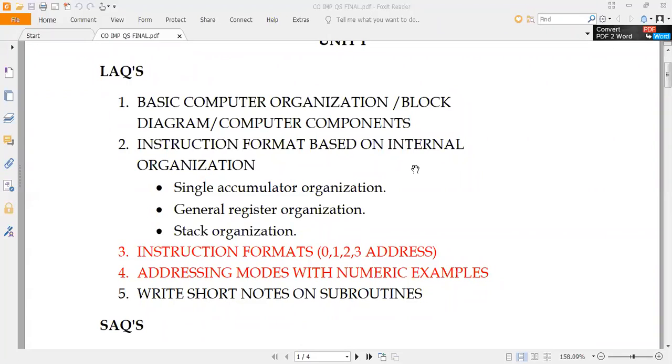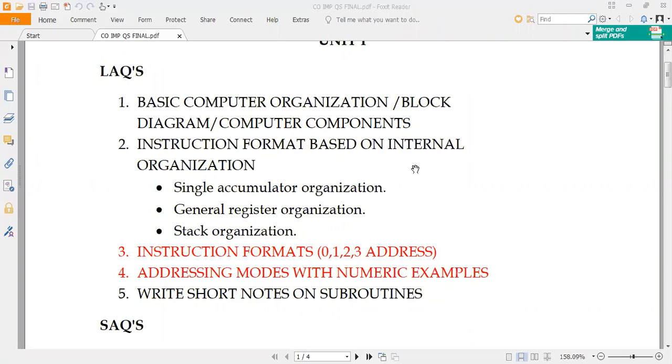Here we have one common concept, but we need to understand the question: instruction format based on internal organization. Instruction formats, two questions are there. If the question asks us to write instruction format based on internal organization, we need to explain single accumulator, general register, and stack organization. I already gave examples for these three topics in unit 1.